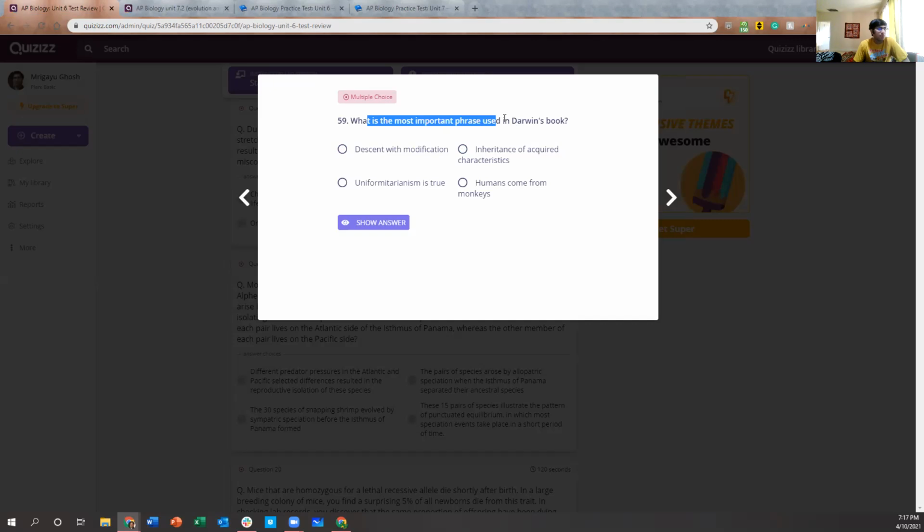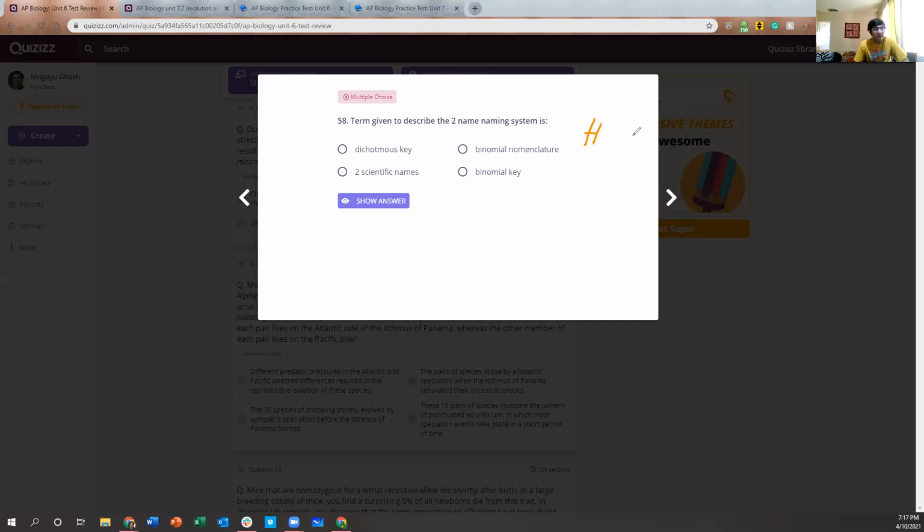Also, let me go back to that one. A good example of this, whenever you see something like H. sapiens or Homo sapiens, what that means is this is the genus and this is the species. This is the binomial nomenclature system. Homo sapiens is us humans.